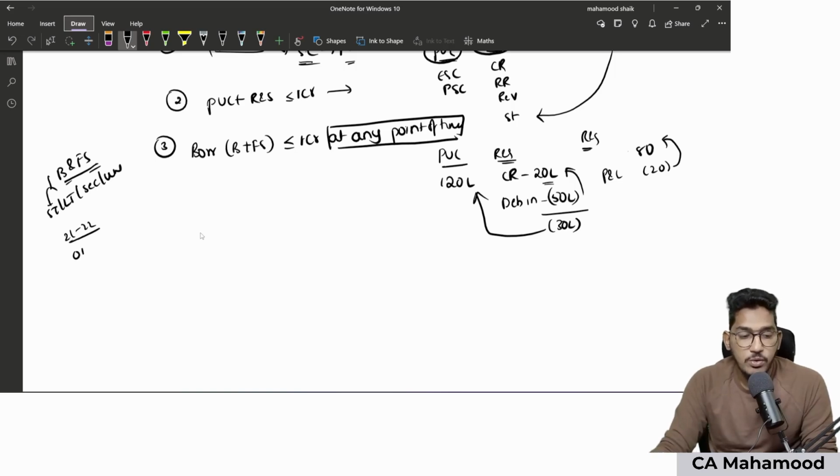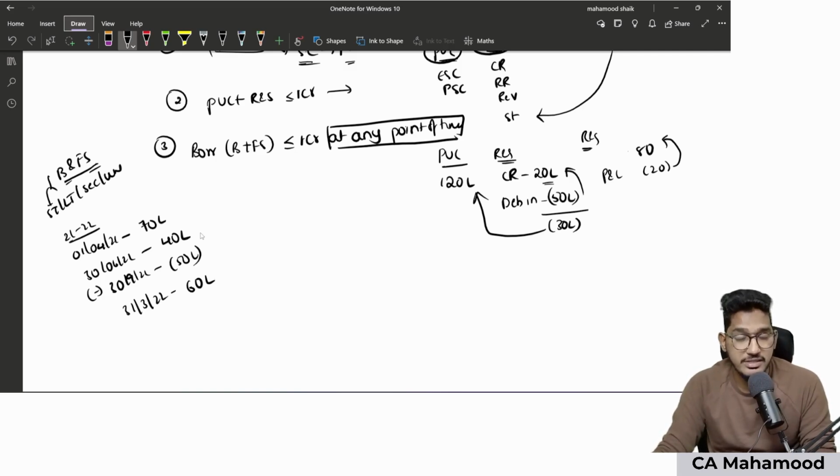21-22 financial year, opening date 1/4/2021, borrowings from banks and financial institutions 70 lakh rupees. As on 30th of June 21, the company has taken additional borrowings of 40 lakh rupees. During the current year, the company repaid some borrowings to the extent of some 50 lakh rupees. As on the balance sheet date, that is as on 31st of March 2022, the closing balance is 60 lakh.